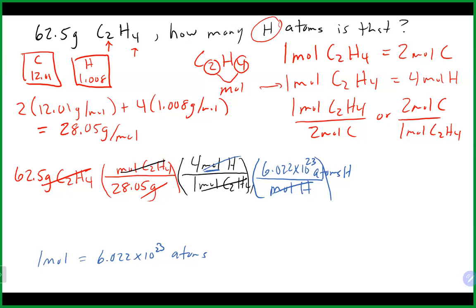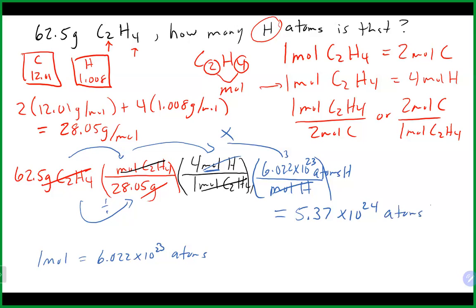Just put it into our calculator at this point, right? So we're going to multiply all the way across, and we're going to come back and divide in this case, right? So if we do that, that's going to get us 62.5 times 4 times 6.022 to the 23. And I'm going to hit equals at the time I'm done with the top. I'm going to divide it by 28.05 and hit equals. And that is going to give me that in this particular compound, there is about 5.37 times 10 to the 24 atoms of hydrogen.